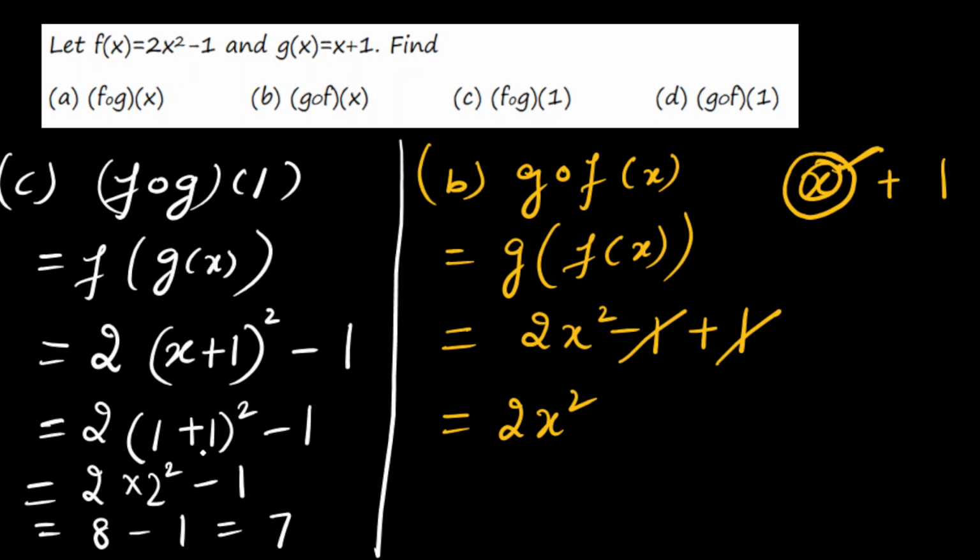So once again, let us check it. 1 plus 1, 2. 2 square is 4. 4 times 2 is 8. 8 minus 1 is equal to 7.